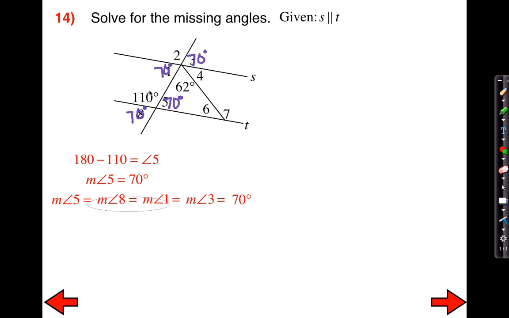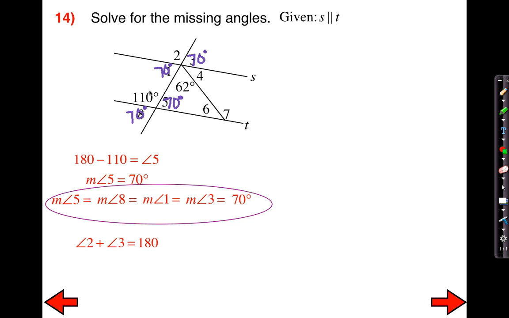Now from there, I can easily go ahead and look for the measurement of angle 2. Well, I know that these angles are supplementary. So I know they have to add up to 180. Right? Angle 2 and angle 3. Or I can just simply say, look, angle 2 corresponds to 110. So what is the measurement of angle 2? 110 as well. So this is not a missing angle, so I don't want to bother there. But now I can go ahead and take a look at some more angles here.